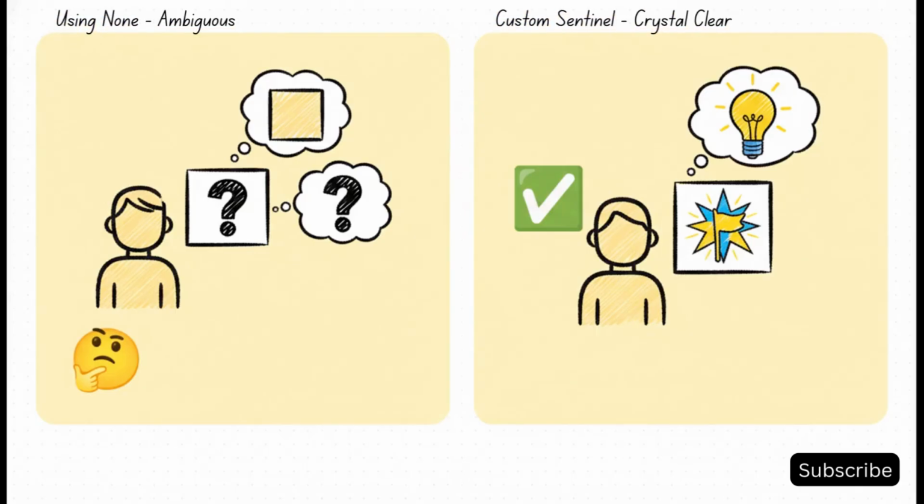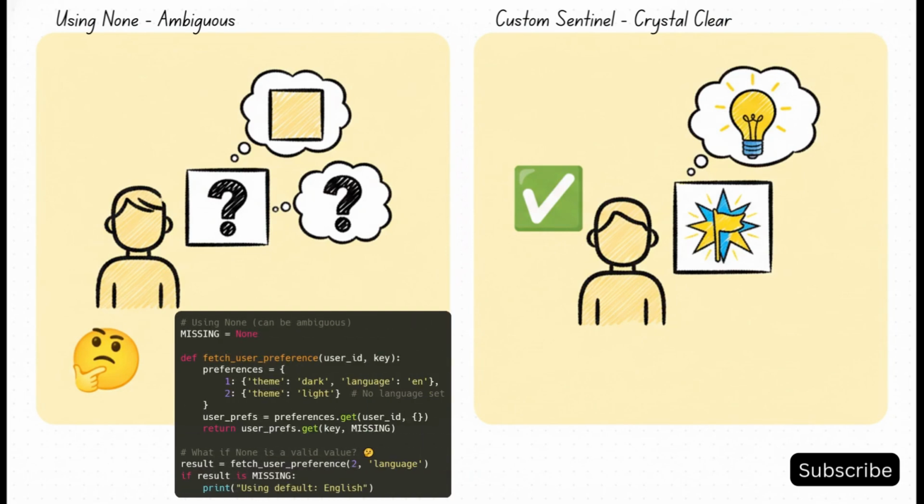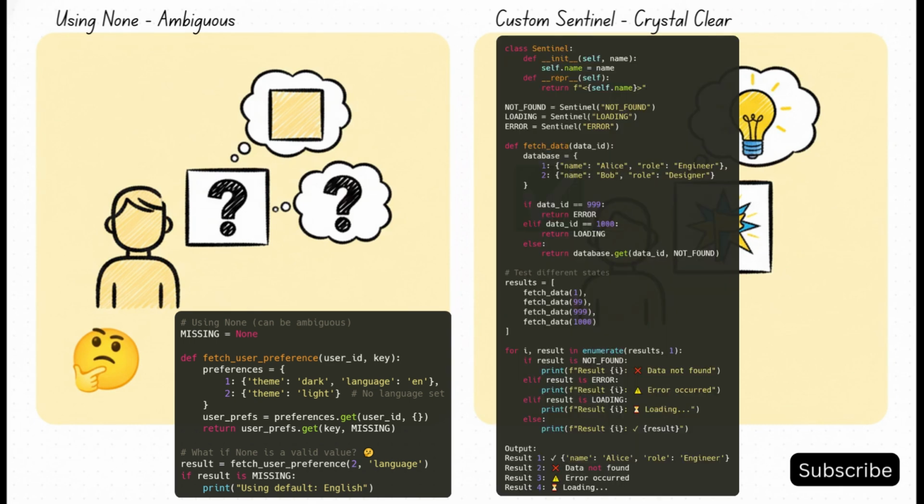Let's just compare them side by side. On the left, we're using None as our default. But if the database itself could return None as a real value, we have no way of knowing. Did we get None because the key was missing, or because the value stored in the database was actually None? It's ambiguous. The custom Sentinel on the right, our not found object, completely eliminates this problem.